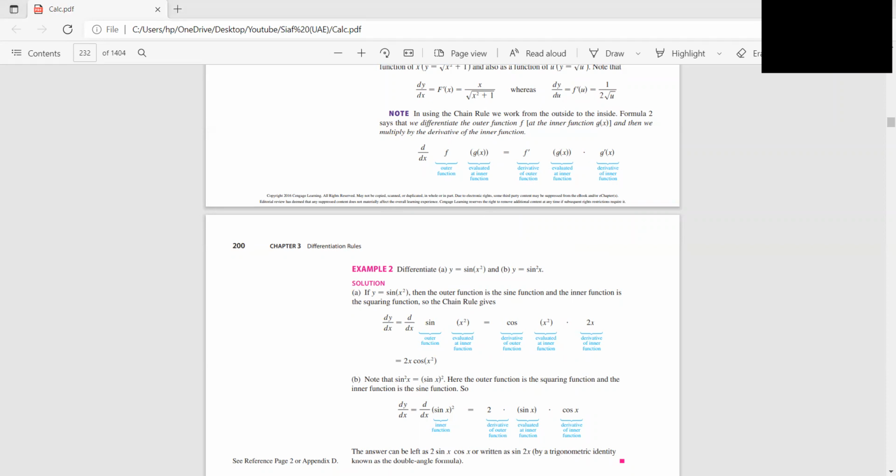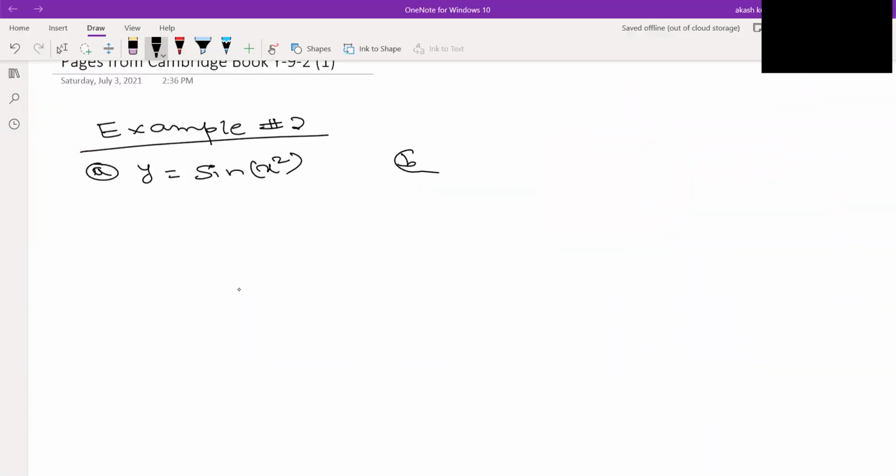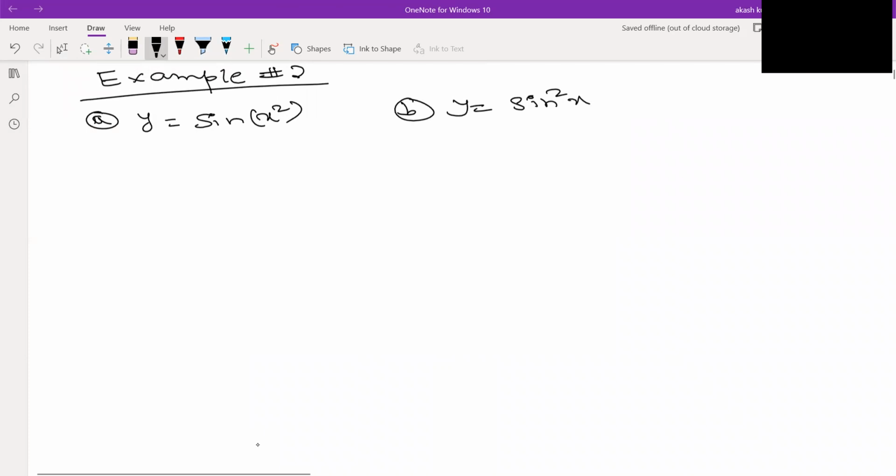Example number 2. y equals sine x square. This is the chain rule, right? Yes, we are going to continue with the chain rule. This is the outer function. This is the inner function.